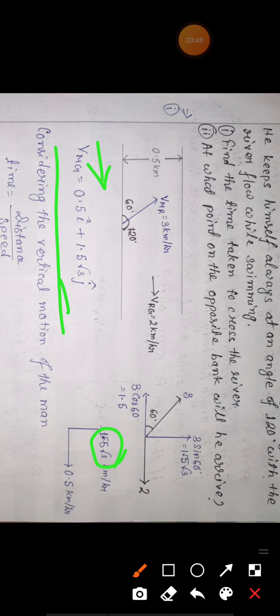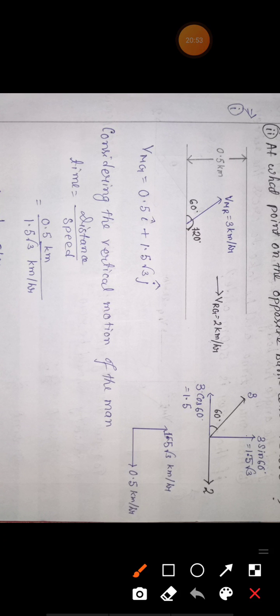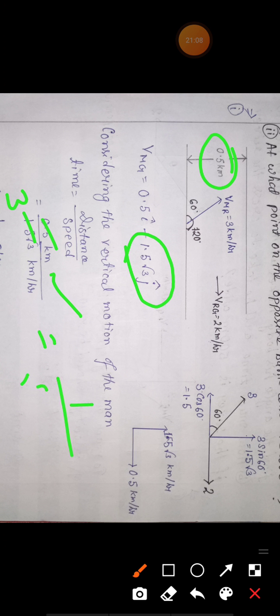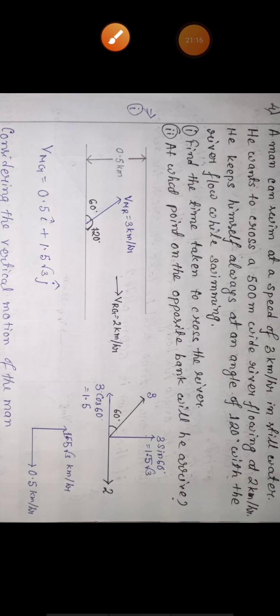So first we find the time. Time is equal to displacement divided by speed. Displacement is 0.5 kilometer. For speed we take the vertical component of the velocity, which is 1.5 root 3. If you cancel, 0.5 divided by 1.5 is 1 by 3, so 1 by 3 root 3 hours is your answer for the time. The second part of the question is, at what point on the opposite bank will he arrive?